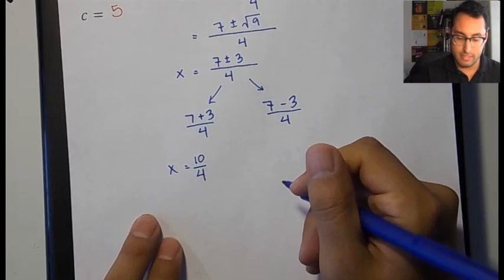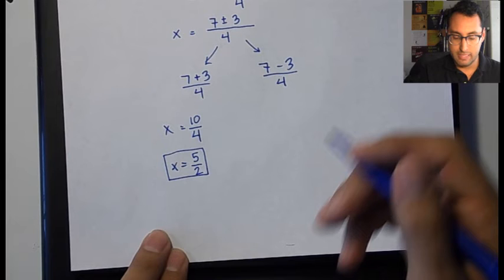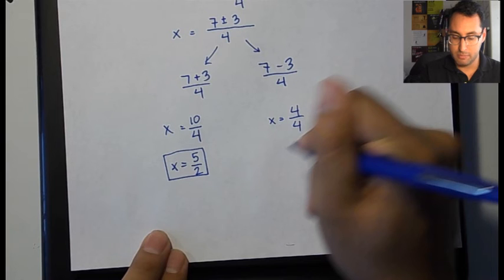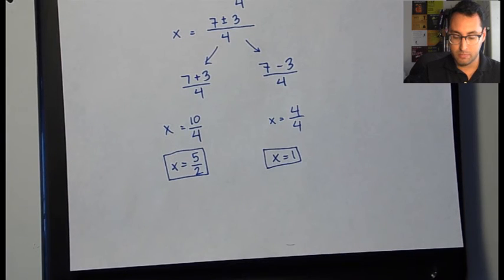So we simplify our numerator first. So on the left-hand side, we're going to get x equal to 7 plus 3 is 10. So 10 divided by 4. This can be simplified. 2 can go into both 10 and 4. So this is x equals 5 over 2. That's one of the solutions. It's okay if we get a fraction. In the other, we'll get 7 minus 3, which is 4. So we'll get x equal to 4 divided by 4. And this simplifies to an integer, which is x equal to 1.